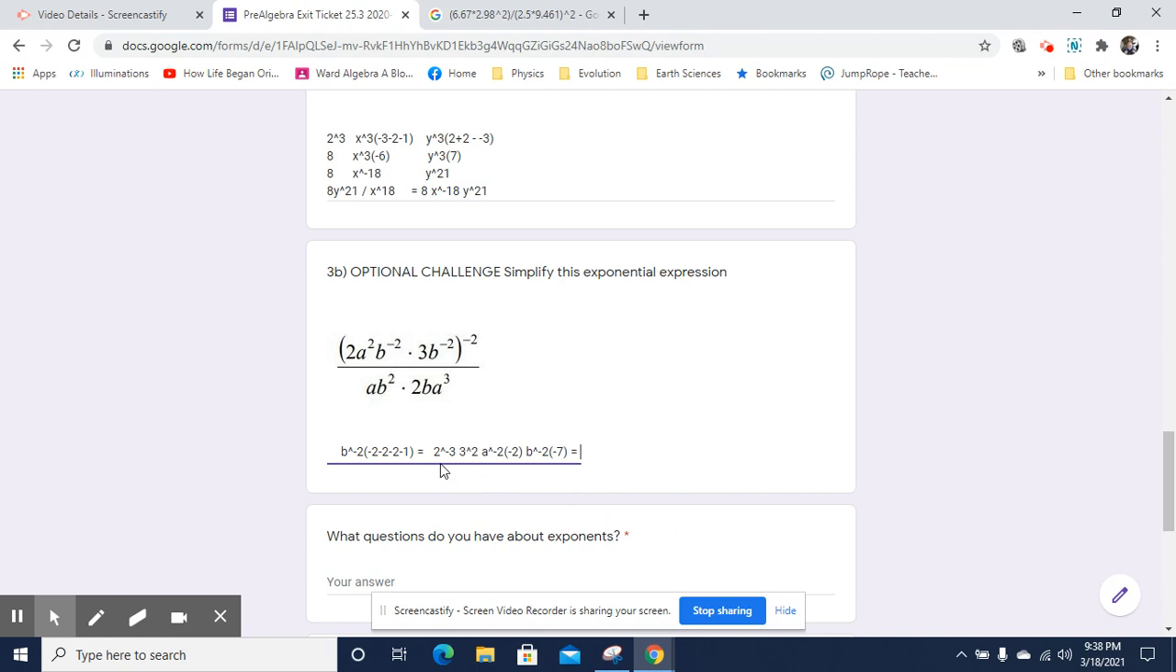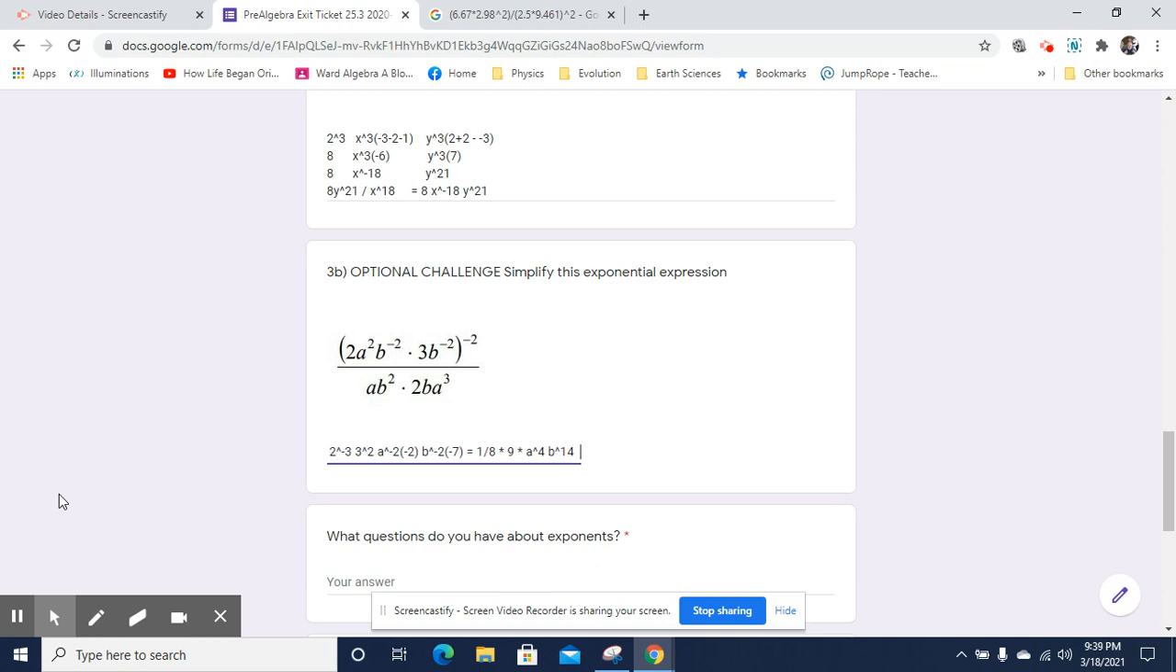I've got 2 to the negative third, which is going to be 1 over 8. So that's 1 over 2 to the third. And that's going to be 3 to the second. Oh, I did it again. Now I've got 3 to the second, so that's a 9. Okay, and then I'll put a star in there so we know we're multiplying. And then I've got an a to the negative 2 times negative 2, so that's a to the fourth. I've got a b to the negative 2 times negative 7, so that's b to the 14th.